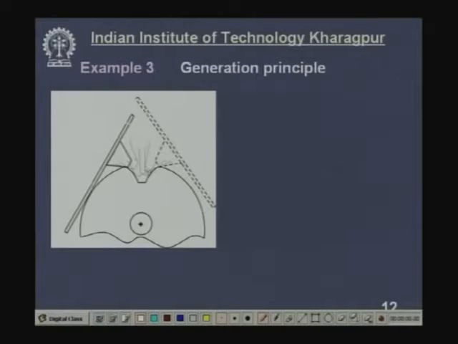Now, here how can it enter? This cutting tooth actually reciprocates perpendicular to the board here, or parallel to the axis of the gear blank. So, this is the cutting motion, this reciprocates.